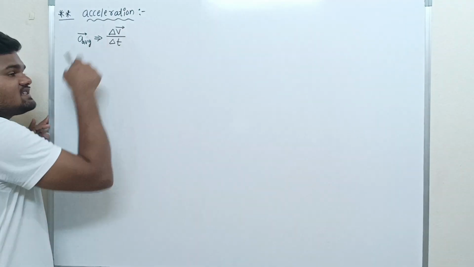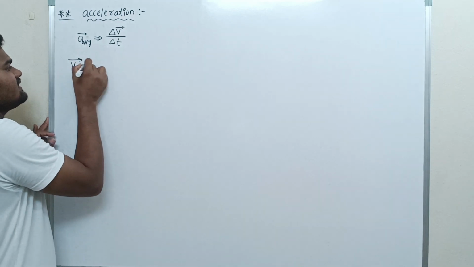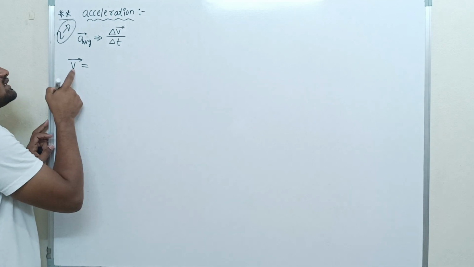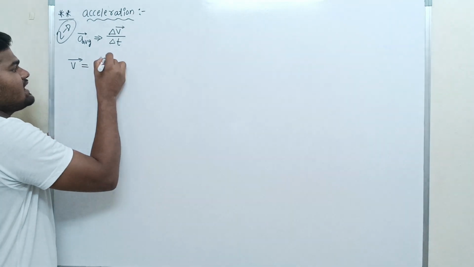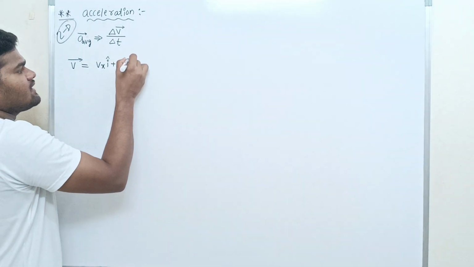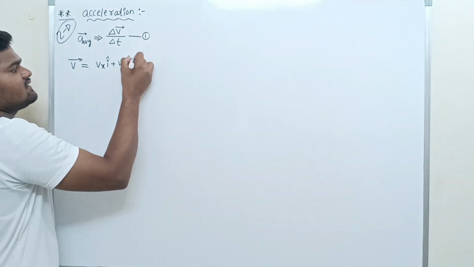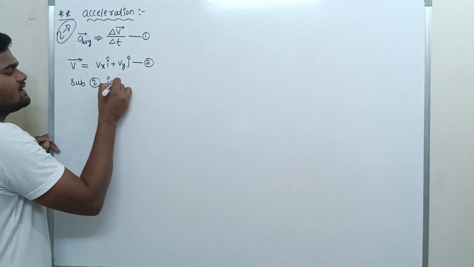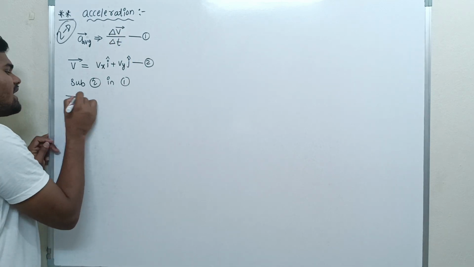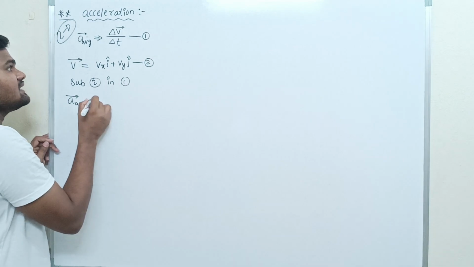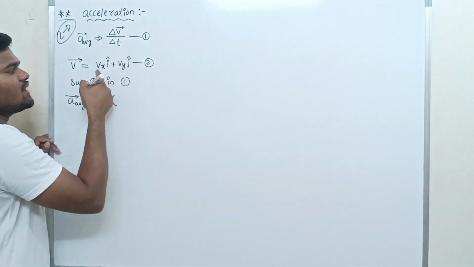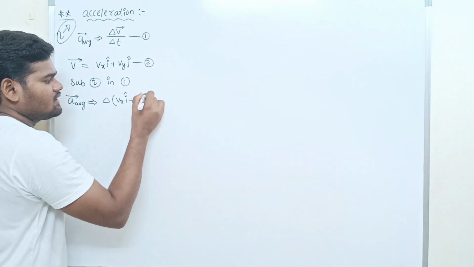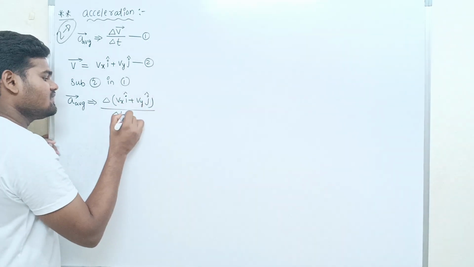Okay, so just now we discussed what the velocity vector is in 2 dimensions. I'm talking about a 2-dimensional coordinate system. So in 2D, what is the velocity vector? vx i cap plus vy j cap. Let us say this is equation number 1, this is equation number 2. Substitute equation 2 in equation 1. Then we get our average acceleration equals delta v bar, that is vx i cap plus vy j cap divided by delta t.